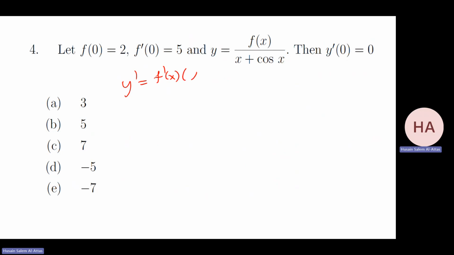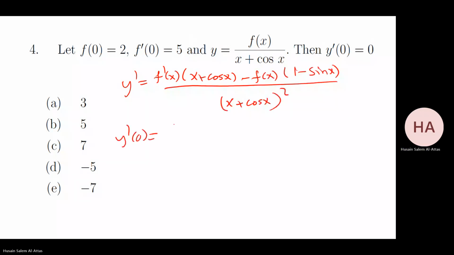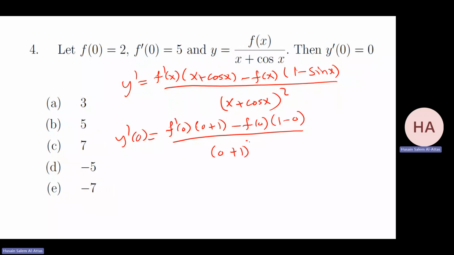If y equals f of x over x plus cosine x, find y prime. It will be what? Derivative of the numerator times the denominator, minus, don't forget, this is minus, the numerator times the derivative of the denominator (1 minus sine x), over (x plus cosine x) whole squared. If you want to find y prime at 0, it's f prime at 0 times (0 plus 1) minus f at 0 times (1 minus 0), over (0 plus 1) squared.